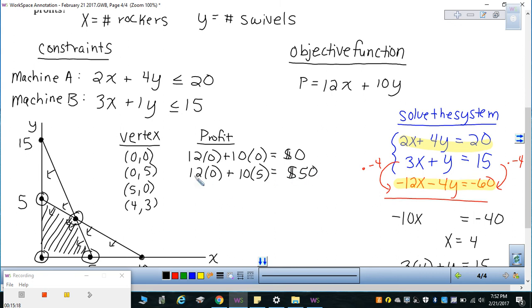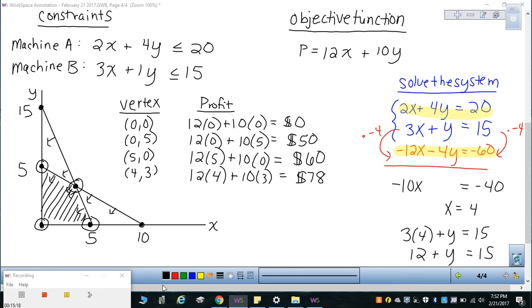The third possibility is 5 rockers and 0 swivels. This one is a little bit better. That gives us a profit of $60. And then the last combination is a combination of 4 rockers and 3 swivels. And that will give us a profit of $78. And so that one is the most. We can go ahead and circle the vertex point, circle the profit.